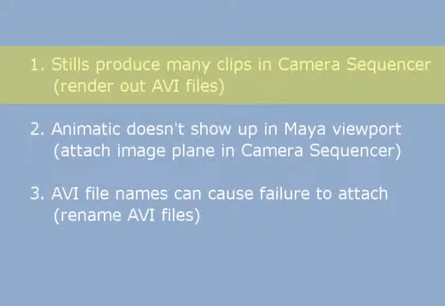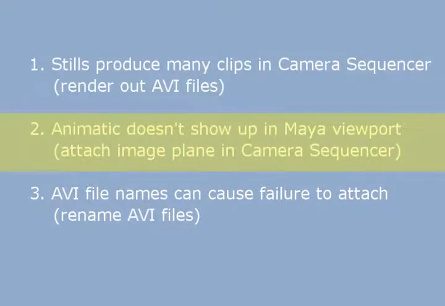One of them was that when I used stills to produce my animatic in Vegas, it ended up producing a lot of clips in the camera sequencer in Maya. And there are actually a number of different solutions to this, but I just chose to render out AVI files from the stills and then export the AAF file based on those AVI files.